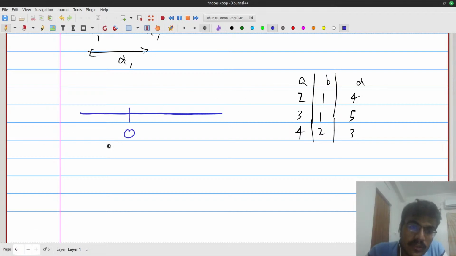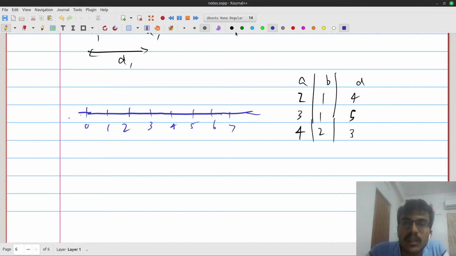So the first soldier, I'll just draw a nice number line here. I don't think there are any negative indices, so I'll just stick to positive indices. Okay, so we have a number line like this. I'll place soldier 1 at the 0 position. So soldier 1 is over here.